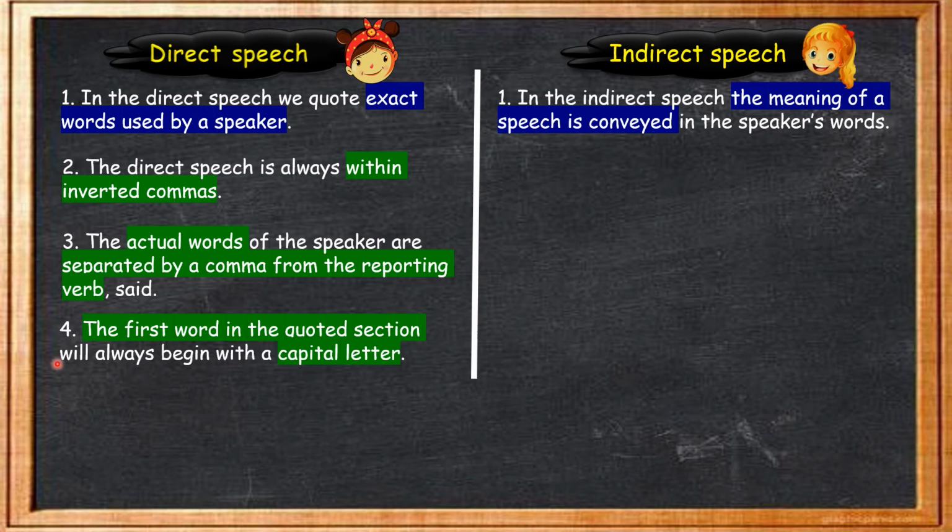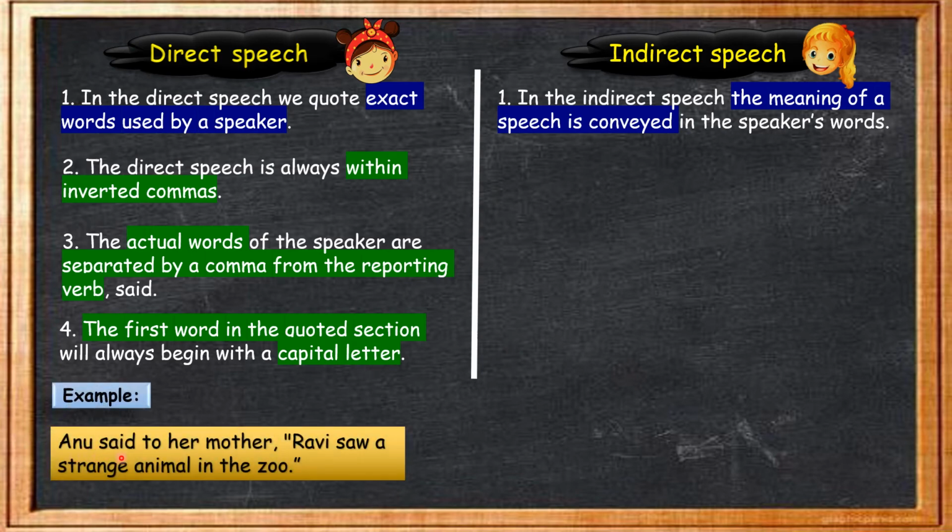Now the fourth point. The first word in the quoted section will always begin with a capital letter. Now children, remember one thing. The exact words of the person are in inverted commas or quotation marks. The first word of that section will always be capital. This is clear? Now, let's take one example, children.